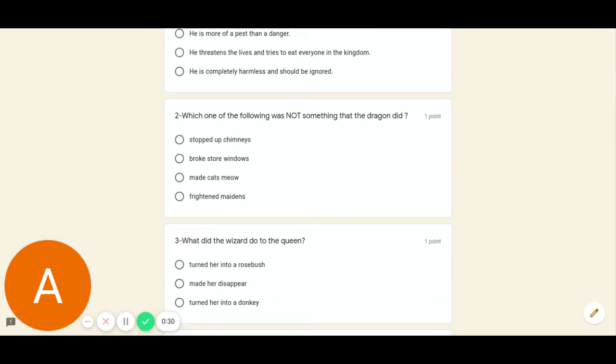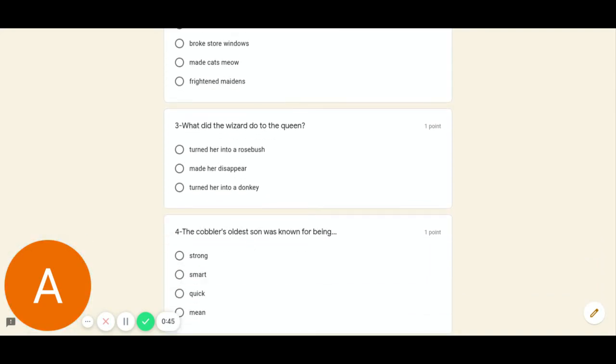Number 2. Which of the following was not something that a dragon did? Stopped up chimneys, broke store windows, made cats meow, frightened maidens. Number 3. What did the wizard do to the queen? Turned her into a rose bush, made her disappear, turned her into a donkey.